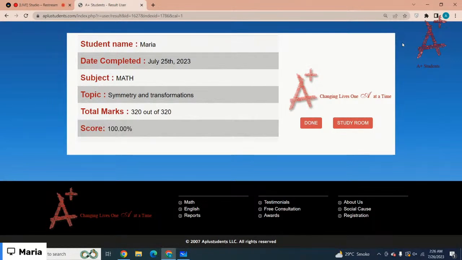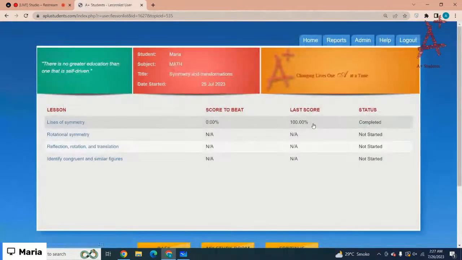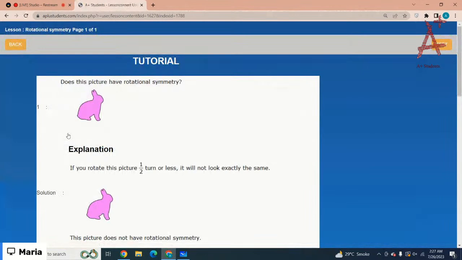Okay, we are done with the lesson. Let's start with the next lesson. The next lesson is rotational symmetry.